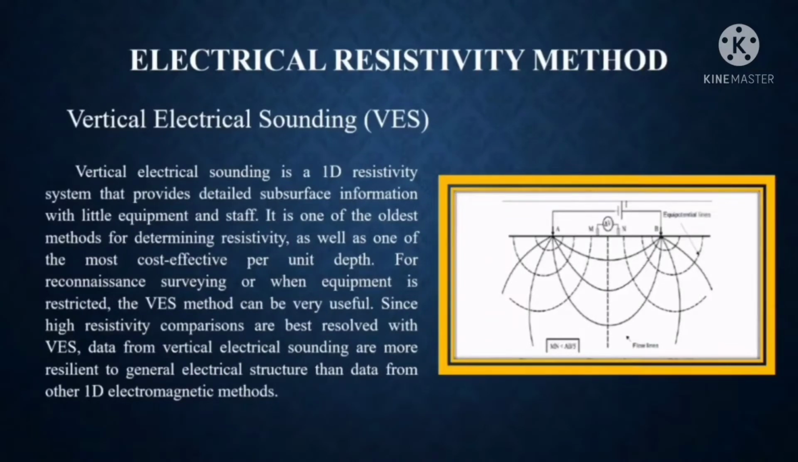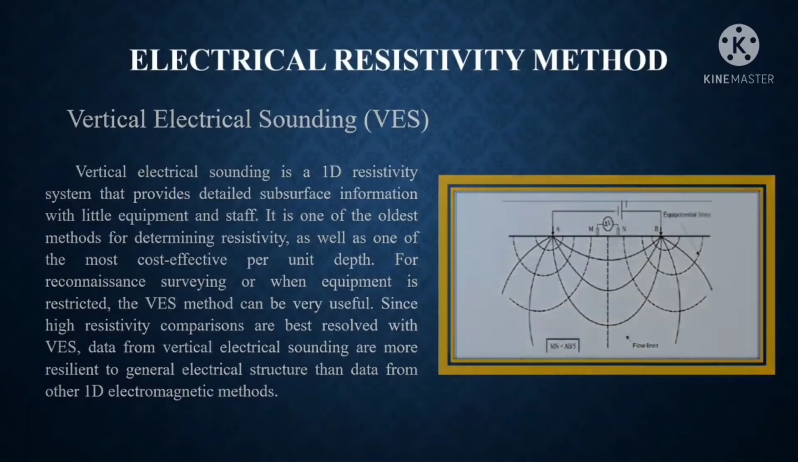Vertical electrical sounding, or VES. Vertical electrical sounding is a 1D resistivity system that provides detailed subsurface information with little equipment and staff. It is one of the oldest methods of determining resistivity, as well as one of the most cost-effective per unit depth. For surveying, or when equipment is restricted, the VES method can be very useful. Data from vertical electrical sounding are more resilient to electrical shocks than the data from the other methods.